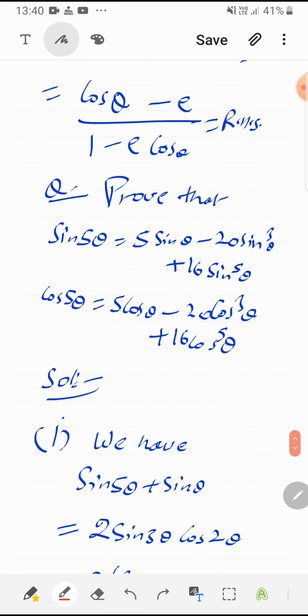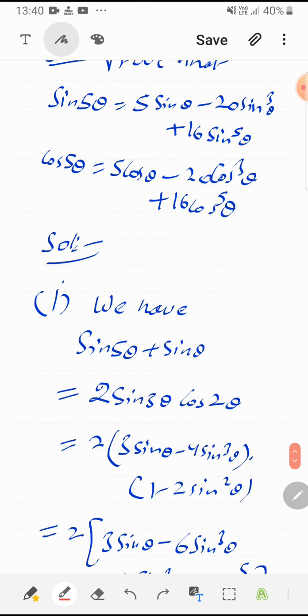Next is prove that sin 5 theta is equal to 5 sin theta minus 20 sin cube theta plus 16 into sin raised to the power 5 theta, and same is the result for cos. That means cos 5 theta equals 5 cos theta minus 20 cos cube theta plus 16 cos raised to the power 5 theta. So one result I am going to prove here, second you can try very easily at your home.